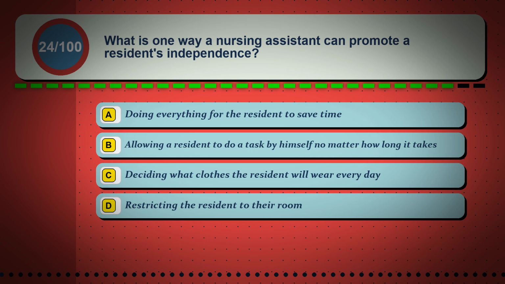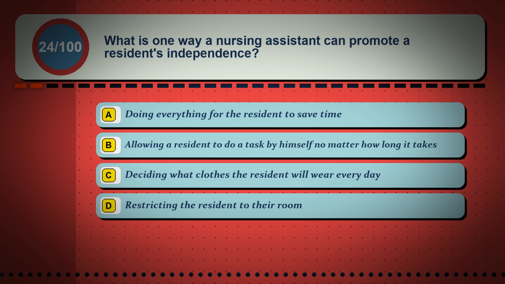Question 24. What is one way a nursing assistant can promote a resident's independence? Option A, doing everything for the resident to save time. Option B, allowing a resident to do a task by himself no matter how long it takes. Option C, deciding what clothes the resident will wear every day. Option D, restricting the resident to their room.